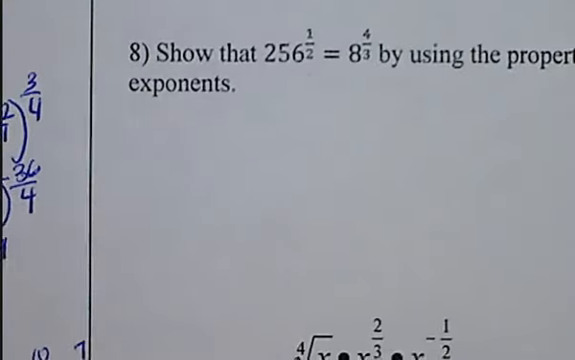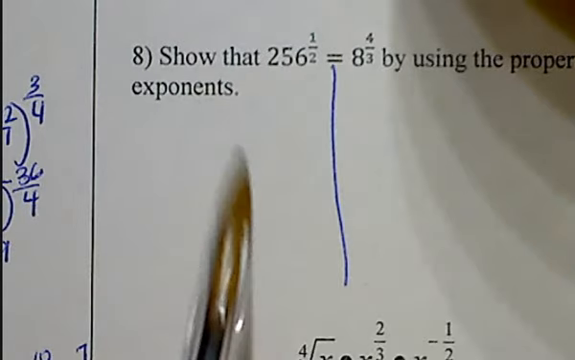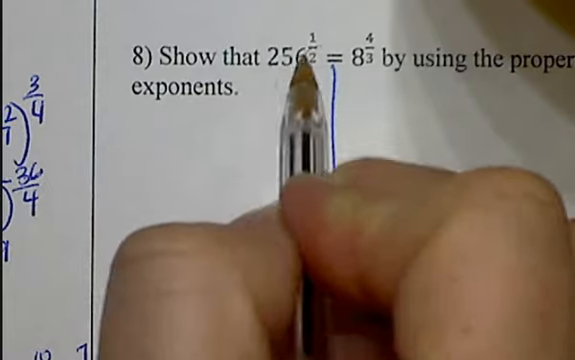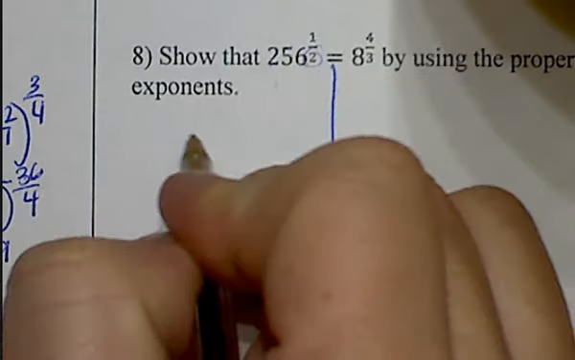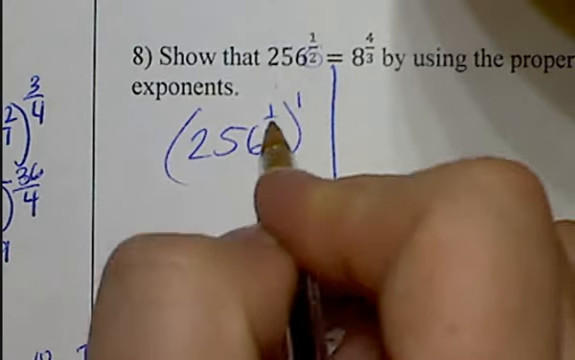The key is you have to show your work. You can't just say 32 equals 32. All right. So 256 raised to this bottom number of 2. Remember, it's going to be written as a 1/2. And afterwards, I'll raise it to the 1st power.